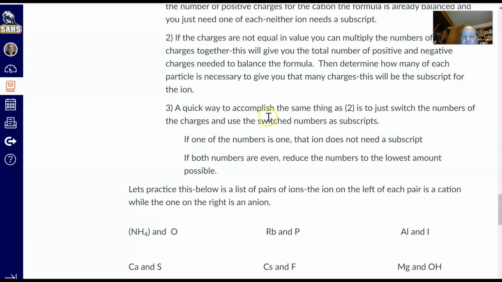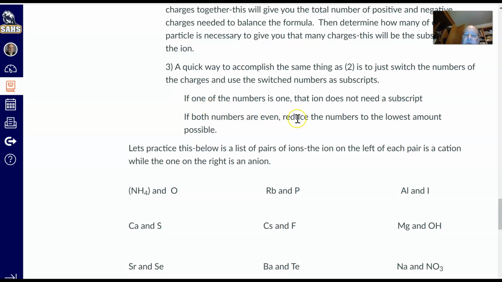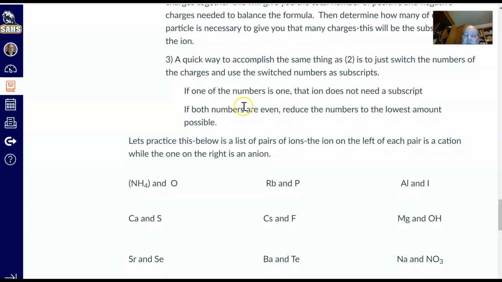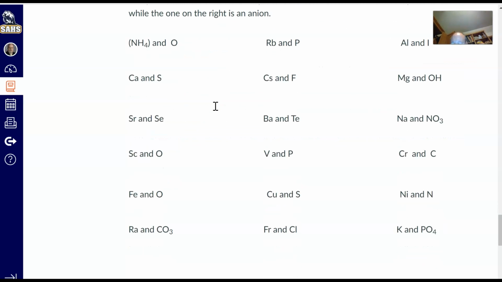And then a quick way to accomplish the same thing as number 2 is simply to switch the numbers of the charges and use the switched numbers as subscripts. And if you do that, if one of the numbers is 1, that ion doesn't need a subscript. If both numbers are even, reduce the numbers to the lowest amount possible. Okay, so we've got some practice here.